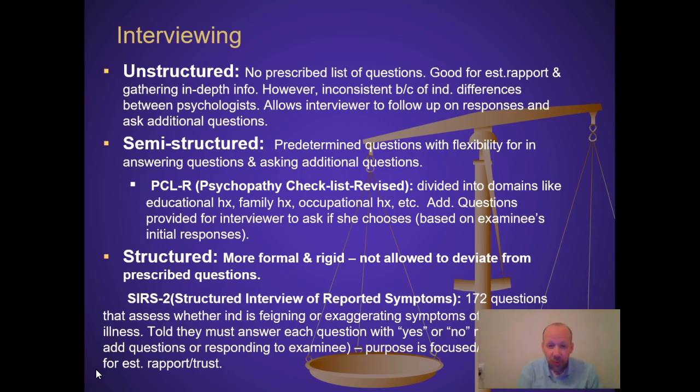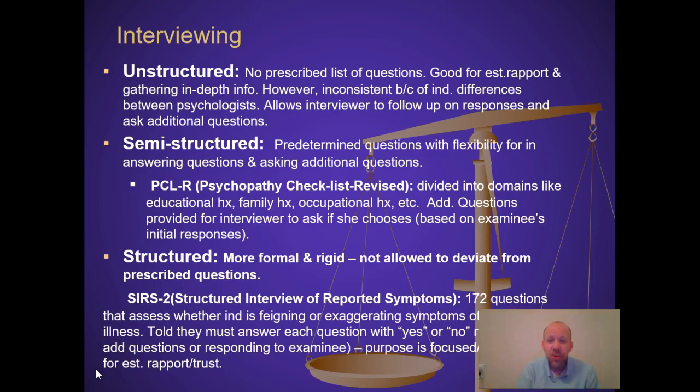And then you have the structured interview, more formal and rigid, not allowing you to deviate from prescribed questions. They're set in stone. You ask those questions. You don't follow up. You don't ask them to go further with it. The SIRS-2, Structured Interview of Reported Symptoms, is an example of that: 172 questions that assess whether an individual is feigning or exaggerating symptoms of a mental illness.